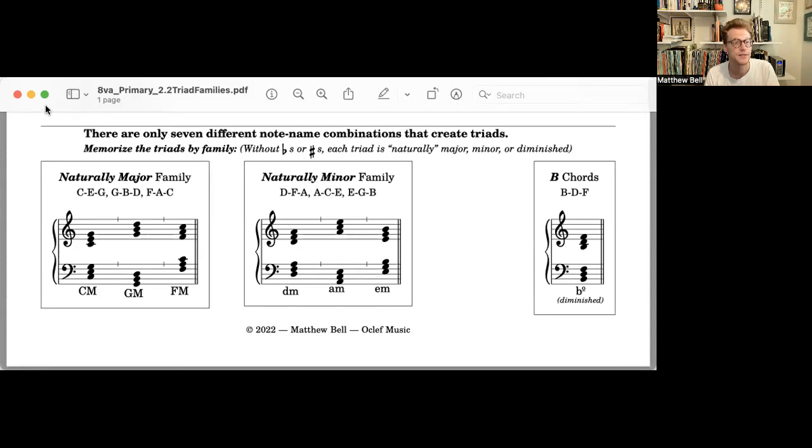So what I'm going to deal with in this video is the natural note content of these different triad families. Now, there are 3 note name combinations when all the notes are natural. There are 3 note name combinations that are going to be major triads. And that would be triads with roots on C, on G, and on F.